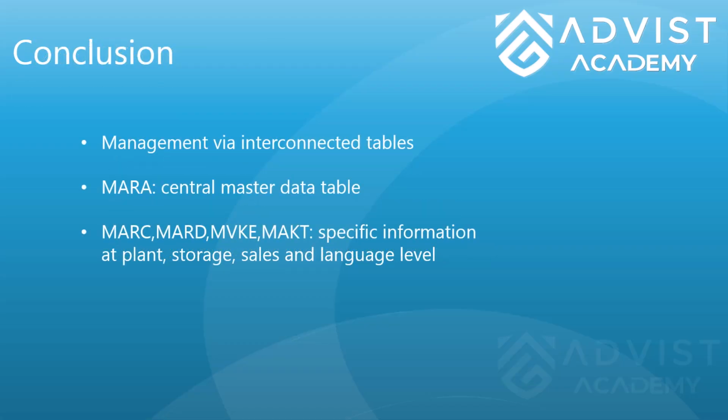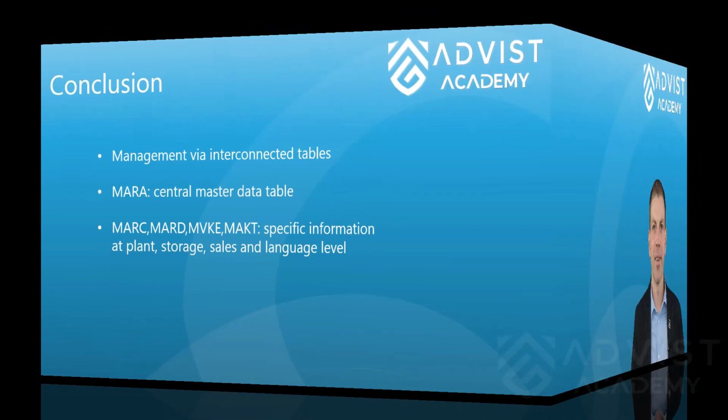In summary, managing material master data in SAP is based on a range of interlinked database tables. While MARA acts as the central master data table, other tables such as MARC, MARD, MVKE, or MAKT provide detailed organization-specific information by plant, sales area, or language. Understanding this table structure is essential for working effectively with material master data in SAP, whether for master data maintenance, reporting and analytics, or integration with other systems.